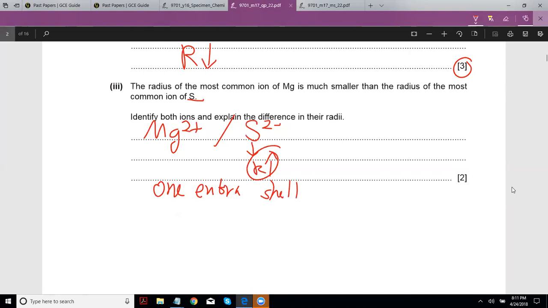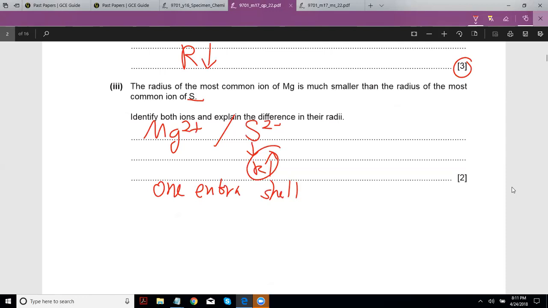So there are now more protons than electrons. So the nuclear force of attraction then further dominates because it's more. Instead of 10 protons attracting 10 electrons, it's now the same number of protons attracting 2 fewer electrons. So it pulls them in even more, and the radius becomes even smaller.